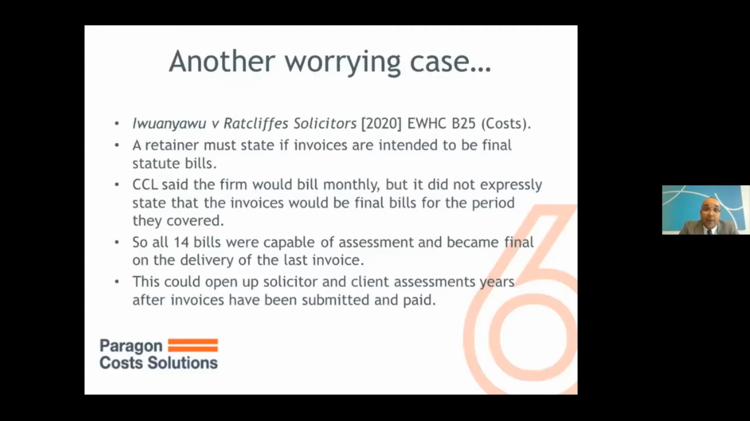So all 14 bills in this case were capable of assessment, because the client care letter didn't go far enough to say this is a final statute invoice, you have a month to have this assessed, and thereafter you may not have the same rights, and spell it out in such clear terms. And what this means in practical terms is you could have cases that have been going on for 3 or 4 years. The client has been happily paying throughout, they're perhaps unhappy with the outcome at the end, and unless your retainer expressly states that the invoices would be final bills for the period they cover, the client may well be able to go back for many years and have those bills assessed.